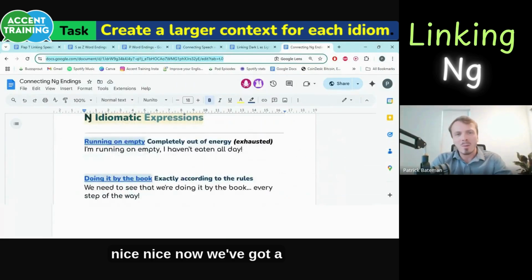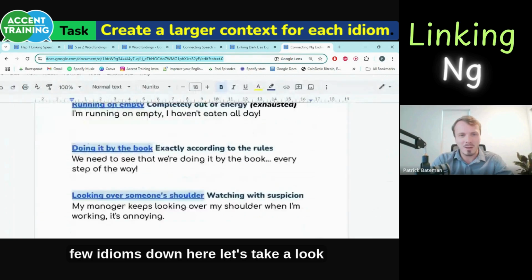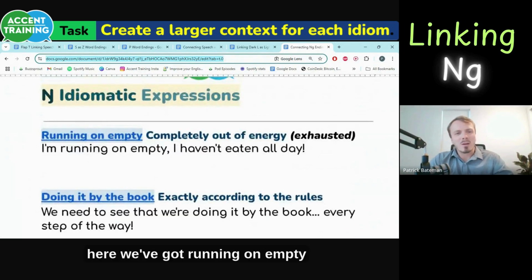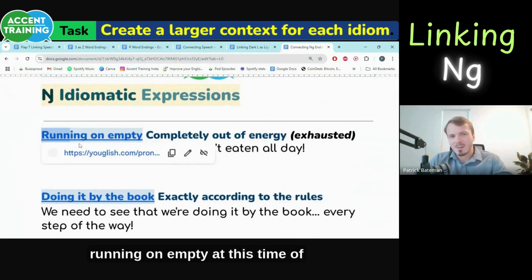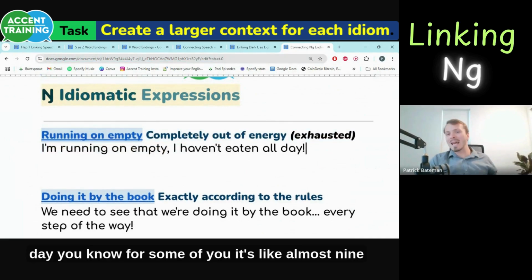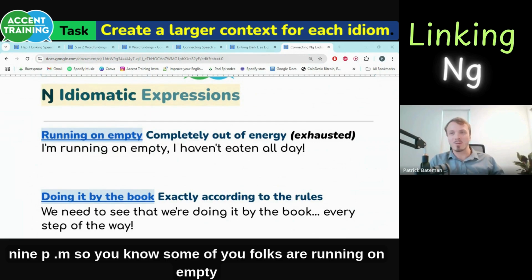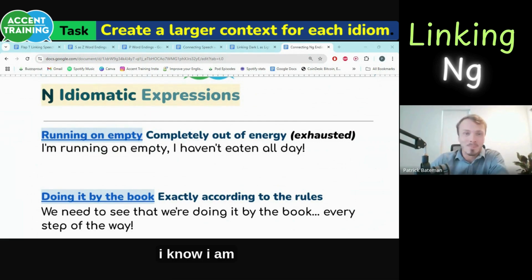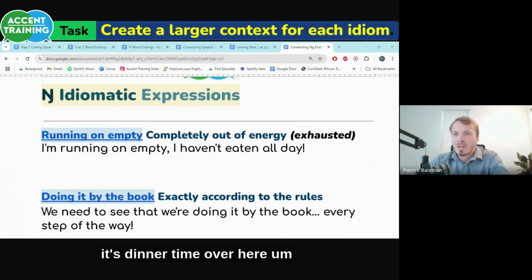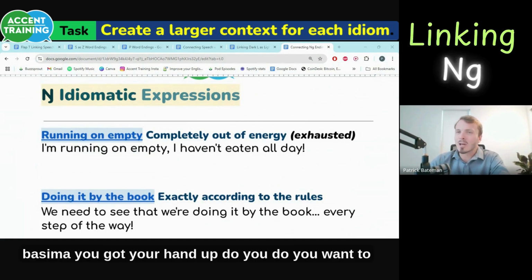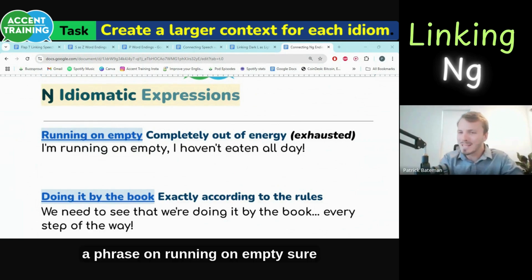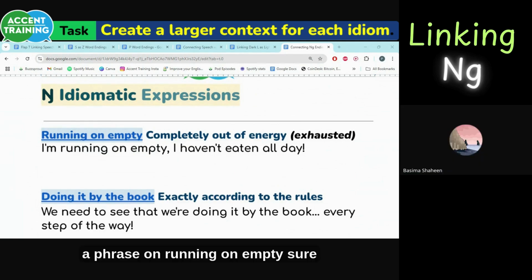Nice. Now we've got a few idioms down here. Let's take a look. We've got running on empty. At this time of day, for some of you, it's almost 9 p.m. So some of you folks are running on empty. I know I am. It's dinner time over here. Bastima, you got your hand up. Do you want to come up with a phrase on running on empty? Sure. I am running on empty. I haven't eaten all day.